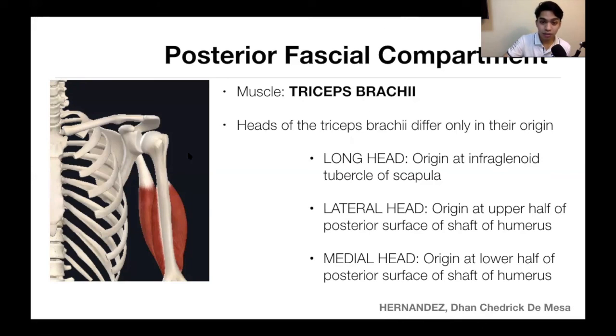And the muscles of the posterior fascial compartment, I'm telling you, are only one group, and it is composed of three segments as well. So we have the long head, the lateral head, and the medial head, all part of the triceps brachii.